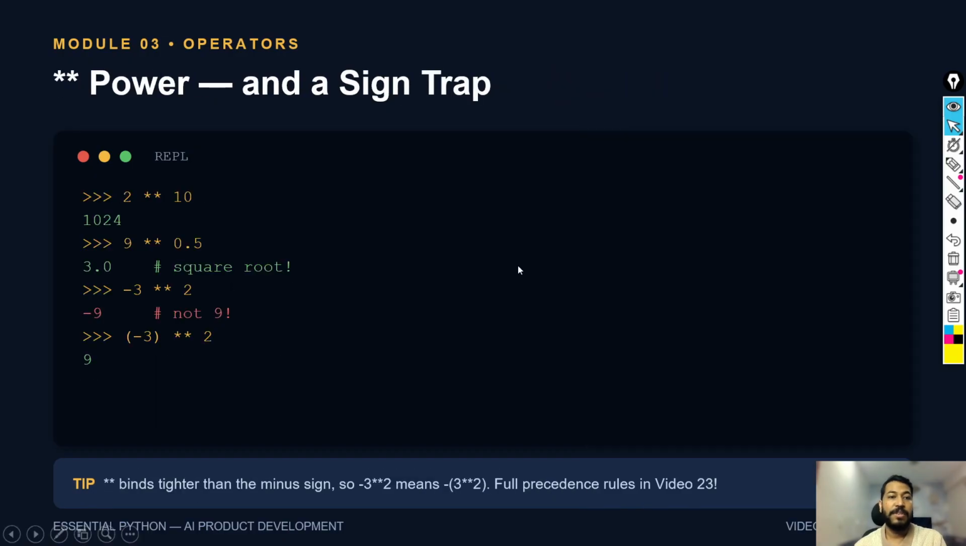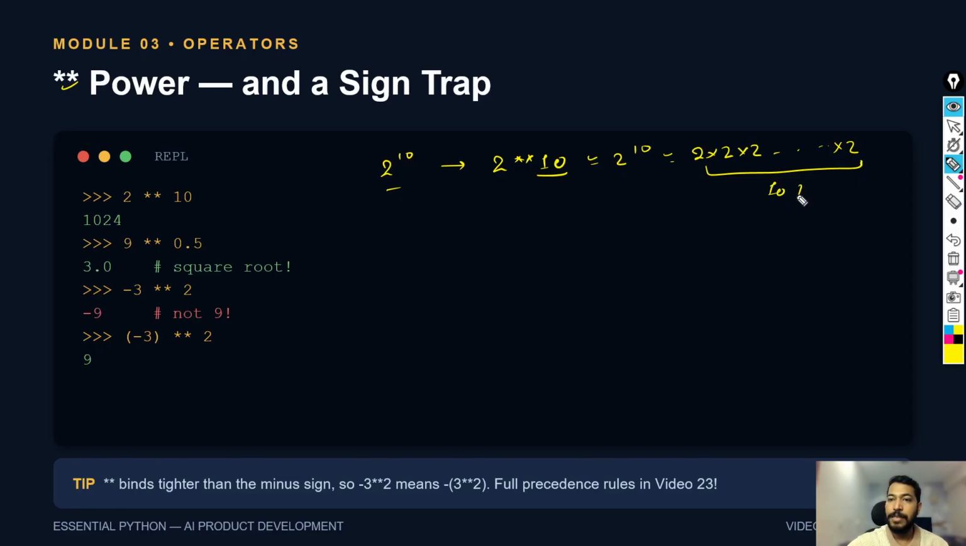Okay, coming to the next slide. Here we are going to talk about the power operation. If we want to perform an operation like 2 to the power of 10, how can we do it with the help of the Python programming language? For that, Python provides the double asterisk operator. So 2 double asterisk 10 is equivalent to 2 to the power 10, which is nothing but multiplying 2 ten times.